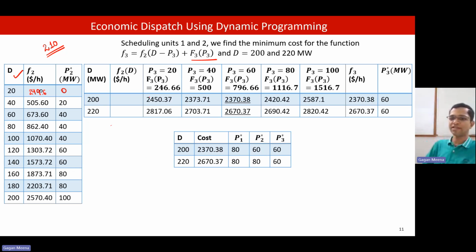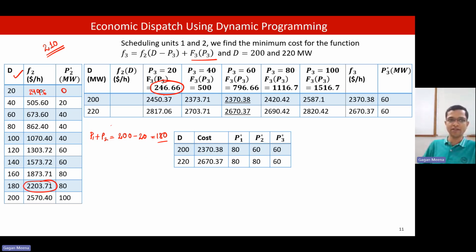Now, if P3 is 20, then P1 plus P2 has to be 200 to meet the demand of 200. So P1 plus P2 has to be demand minus P3, which is 180. The cost for P3 equal to 20 is this, and for P1 plus P2 equal to 180 is this.